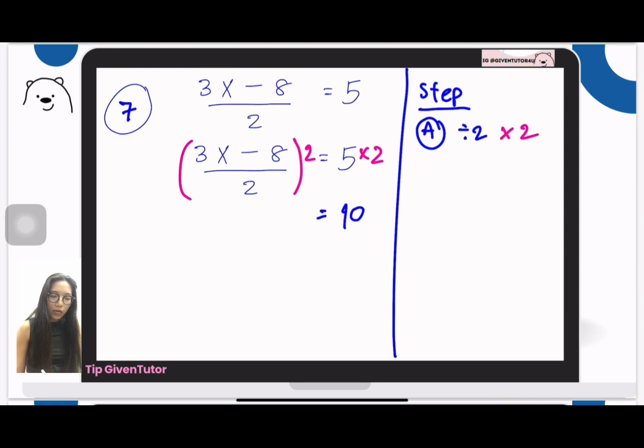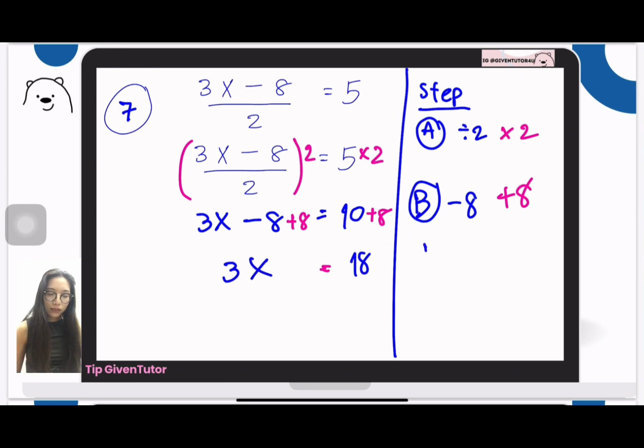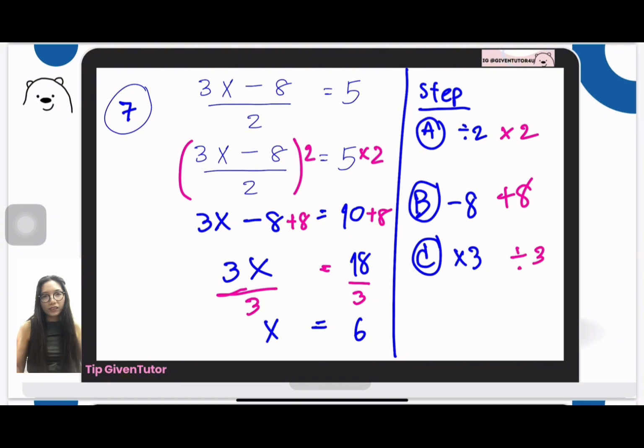So step B: what you see is minus x, so it will be plus x. This is quite easy, right? So plus x on both sides. What you write down here is 18, and then this is the 3x, right? So step C: this is times 3, so it will be divide by 3. Divide by 3. So what you get is x equals 6 as your answer.